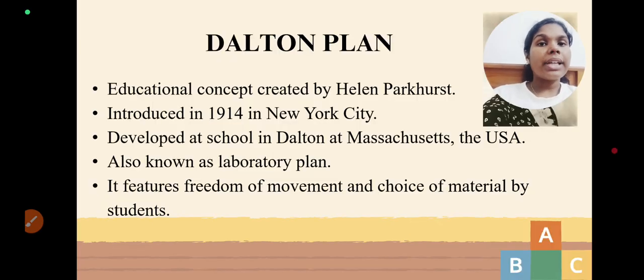So the Dalton Plan is an educational concept created by Helen Parkhurst, and it was introduced in the year 1914 in New York City. This plan was developed at a school in Dalton, Massachusetts, the USA. This plan is also known as a laboratory plan, and it features freedom of movement and choice of material by the students.